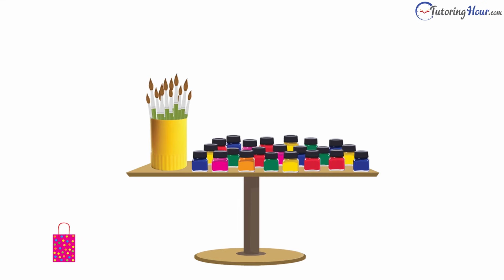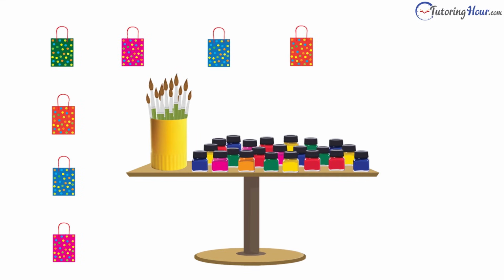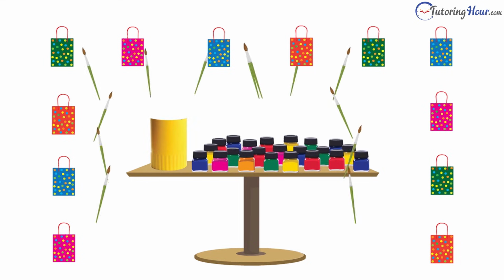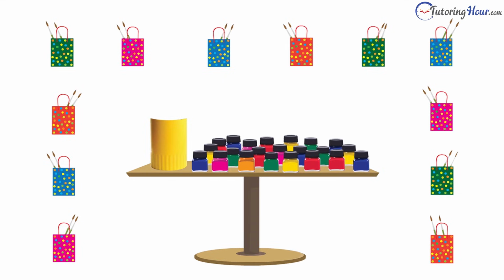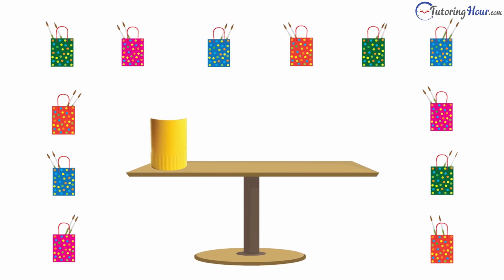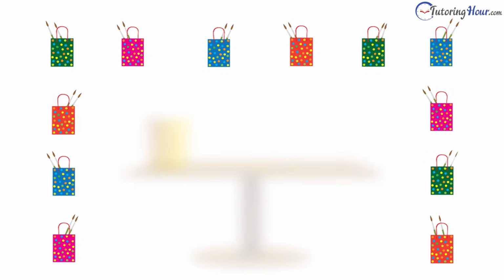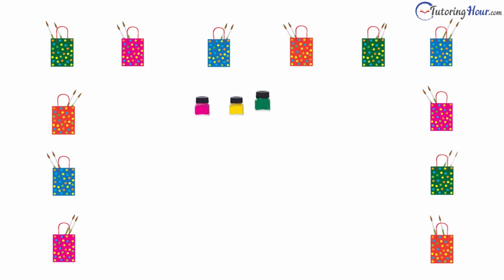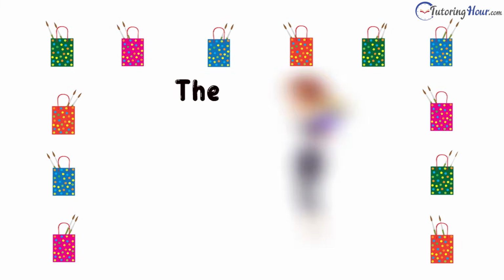To find out how many brushes and paint bottles go into each of the 12 goodie bags, we need to divide 24 brushes evenly into 12 goodie bags, ending up with 2 brushes in each. And 36 paint bottles split into 12 goodie bags will leave us with 3 paint bottles. So each goodie bag contains 2 brushes and 3 paint bottles. The goodie bags are ready.